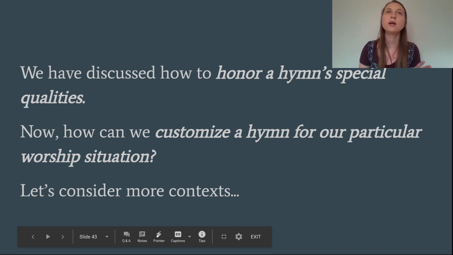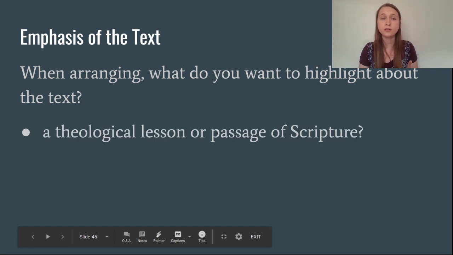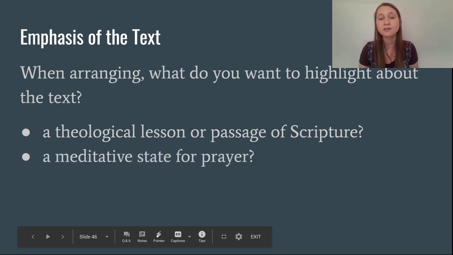Well, again, we need to look at some other contextual situations, such as emphasis of the text. When arranging a hymn, what do you want to highlight about the hymn text? What is your pastoral goal? It's really important to decide this before altering the hymn at all, okay? First of all, is there a theological lesson or a passage of scripture that you want to bring to light?